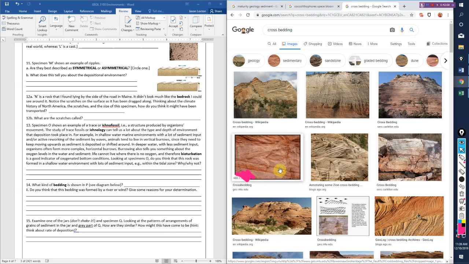So there are a few things you can get from here that can help you figure out if you're looking at ripples that might have been formed by something like a river or the tides, or if you're looking at something formed by the wind.